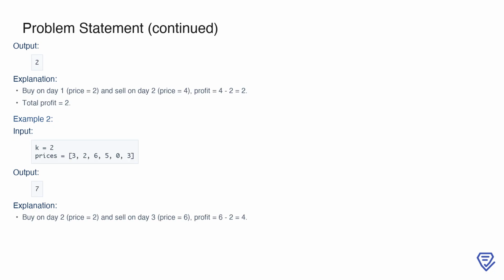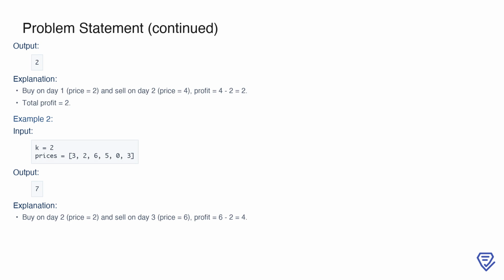For example, let's consider the first case. If k is 2 and the prices array is [2, 4, 1], the output would be 2. Here's why: you could buy the stock on day 1 when the price is 2 and sell it on day 2 when the price is 4. This gives you a profit of 4 minus 2, which is 2. Since you're allowed at most 2 transactions, and there's no further profitable transaction possible, the total profit in this case is simply 2.